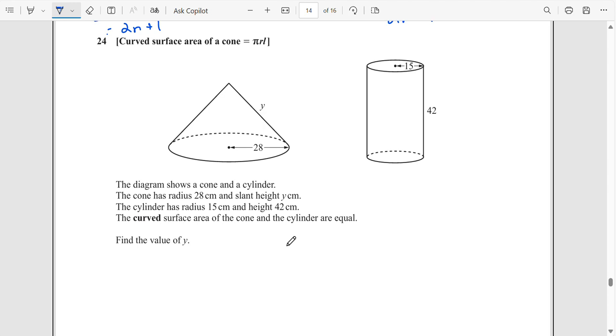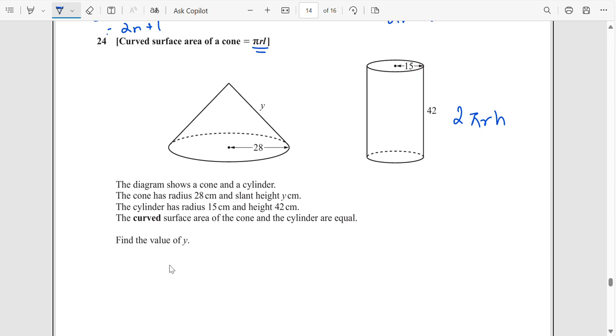Okay, the diagram shows a cone and a cylinder. The cone has a radius 28 and a slant height y centimeter. The cylinder has a radius 15 centimeter and a height 42 centimeter. The curved surface areas of the cone and the cylinder are equal. So for the cone, this is your curved surface area, and for the cylinder, its formula is 2 pi r h. You need to memorize this.